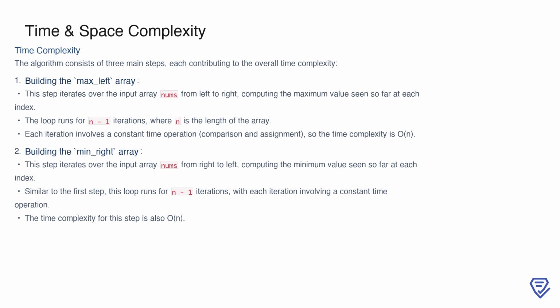Next, we build the min_right array by iterating through nums from right to left. Similarly, we compute the minimum value seen so far at each index, which also involves constant time per iteration. This step also runs n-1 iterations, giving it a time complexity of O(n).